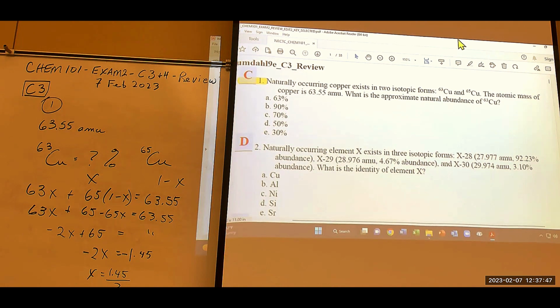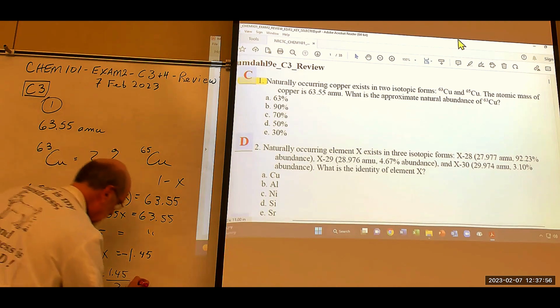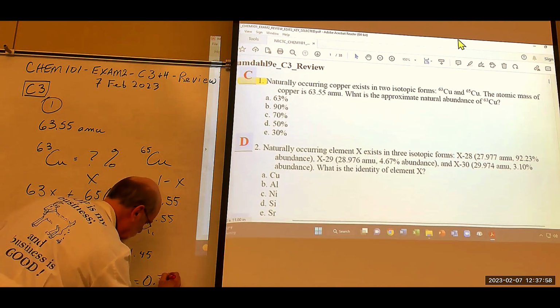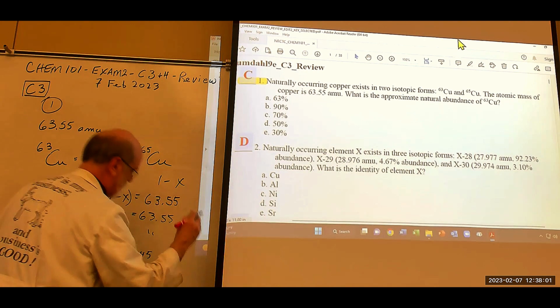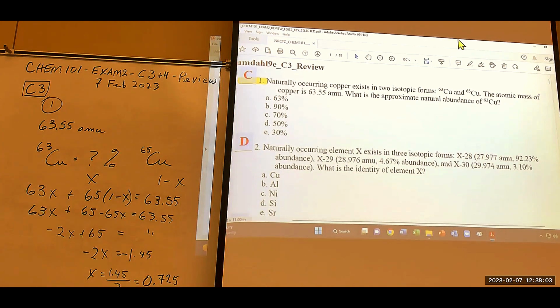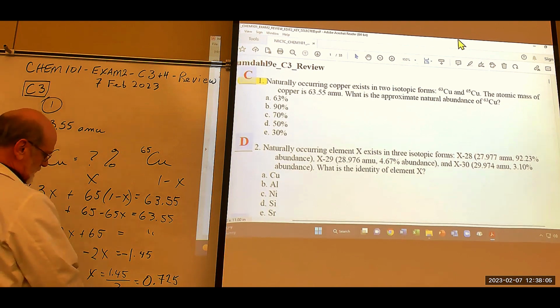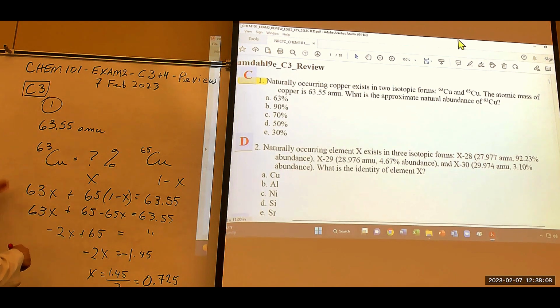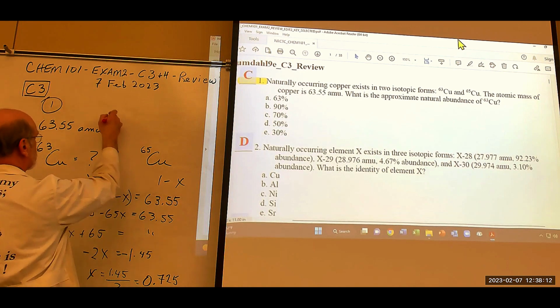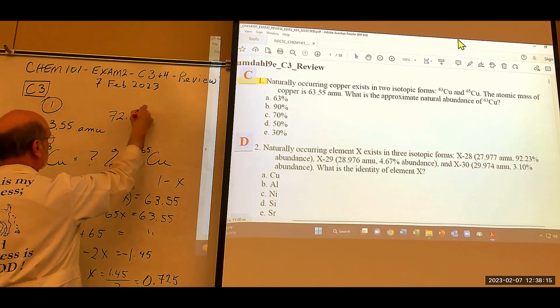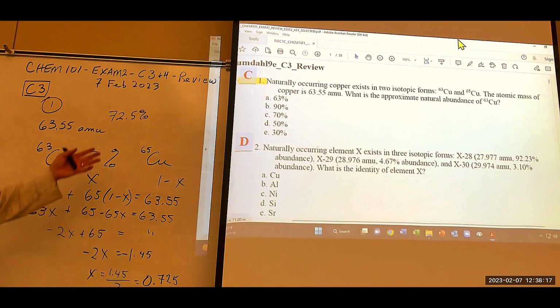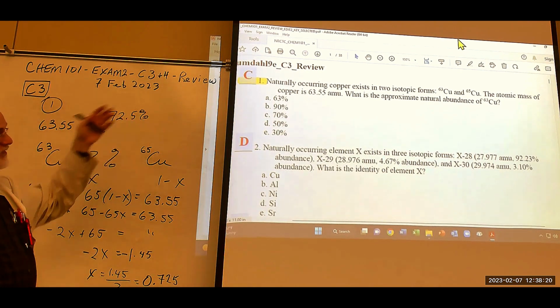Let's see. 1.45 divided by 2 is 0.725. So x is 0.725. Well, we want it in percent, right? So percent would be, let's see, rounded. Well, these are exact numbers. So 72.5%. So the closest one to that out of that whole bunch is 70, right?